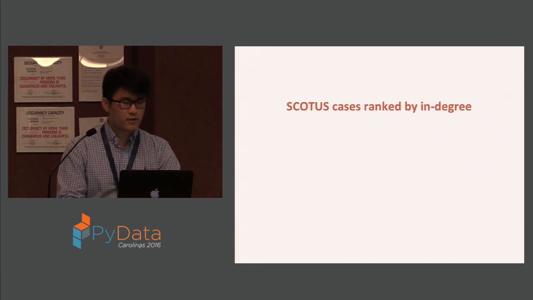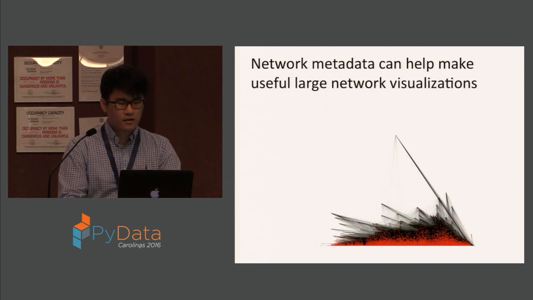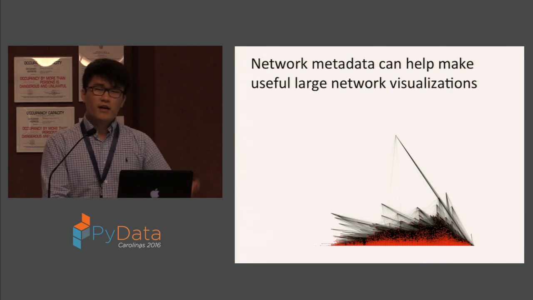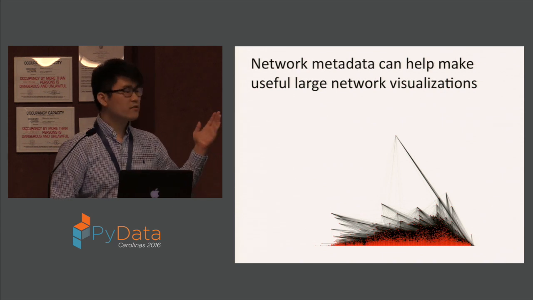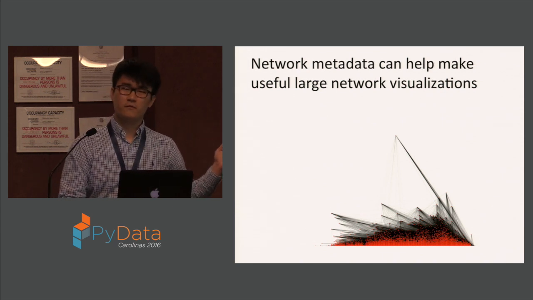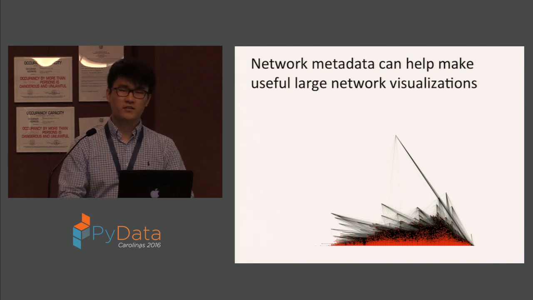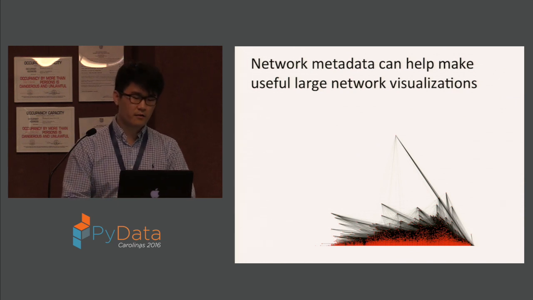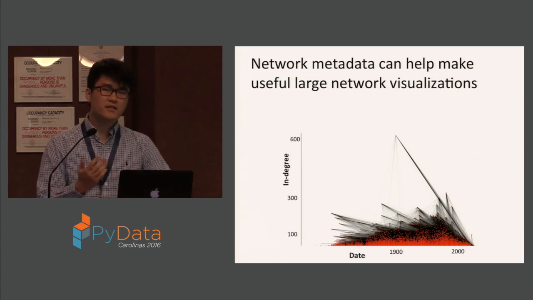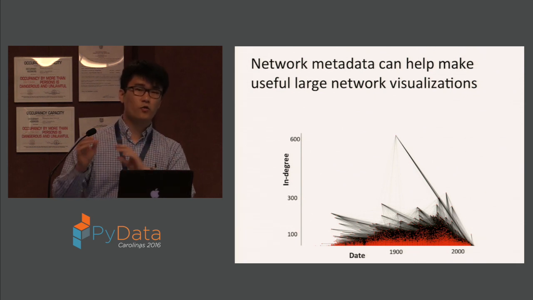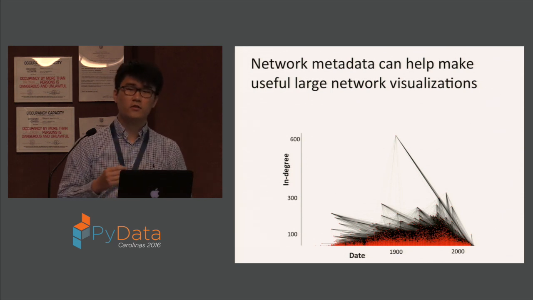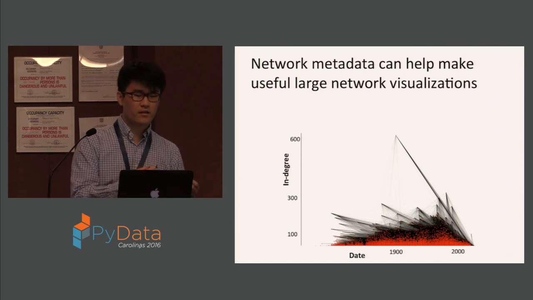Exactly. So let's measure SCOTUS by in-degree. So we have this plot. It's a visualization, and this network looks a lot different from the one we saw before. It's not a big ball of nodes and edges, and it might actually be telling us something. This is our SCOTUS network plotted where the nodes' x-coordinates are the court cases' dates, and the nodes' y-coordinates are the court cases' in-degree.